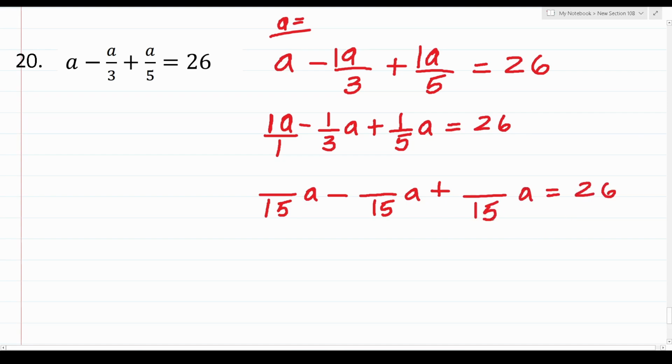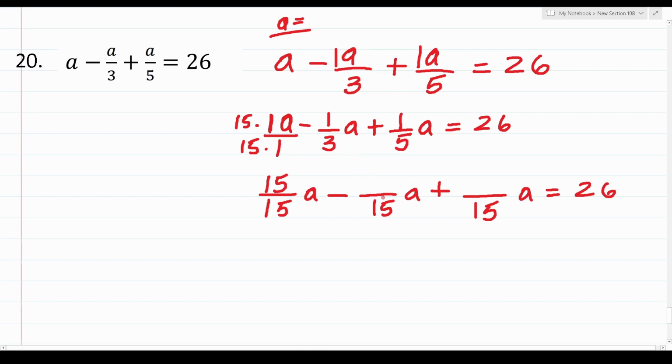That's actually pretty easy to do. To write 1 as 15, we would multiply it by 15. We're also going to do that to its numerator. 1 times 15 is 15. Okay, so we can see that 1a is the same thing as 15 over 15 a.